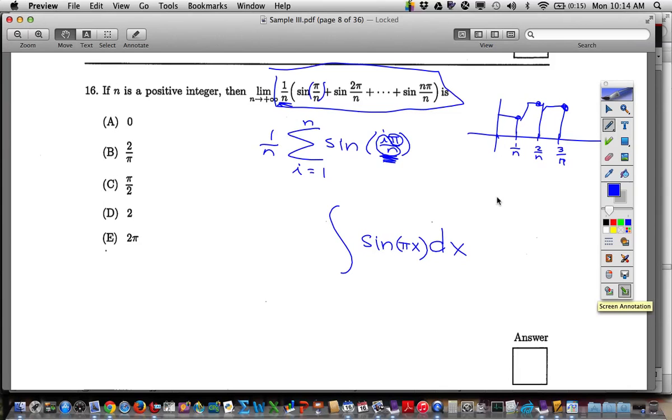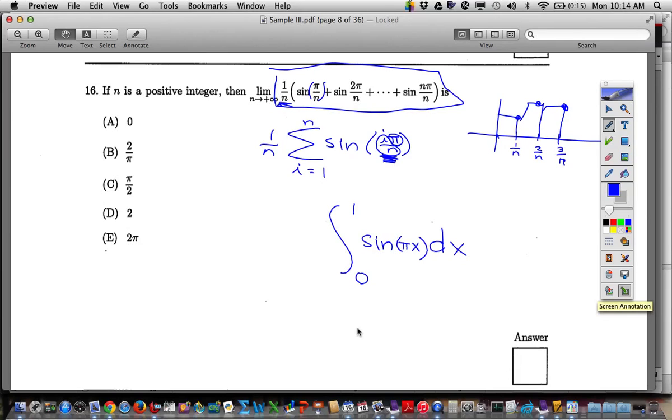Now, where does this start? Well, it has to start then at 0. Because if we go 1 over n, 2 over n, 3 over n, all the way to n over n, what have we plugged in? What's the last thing we plug in? A 1. So we're going from 0 to 1, and then you have this.